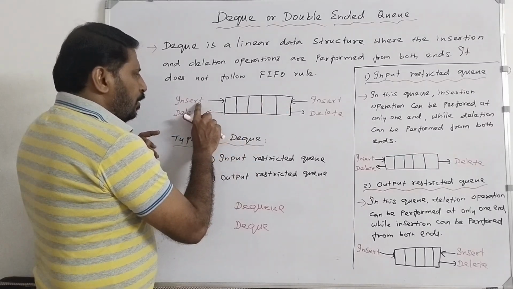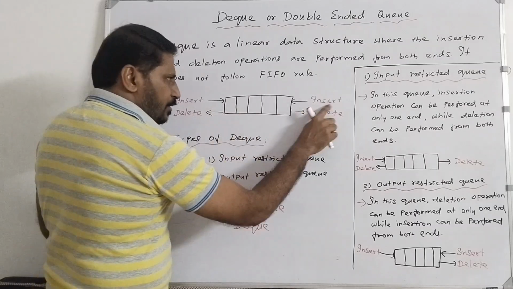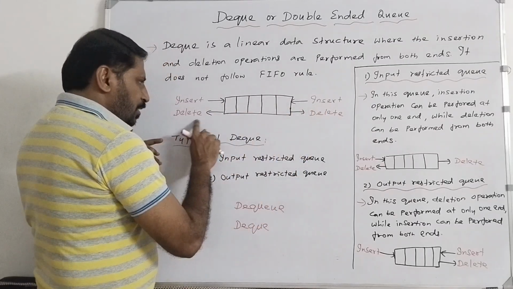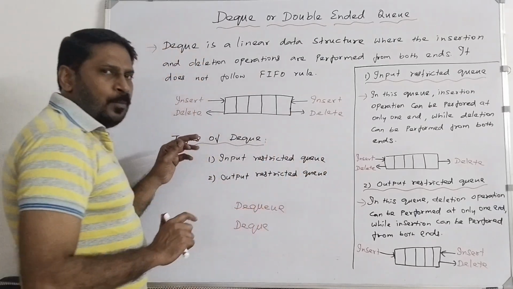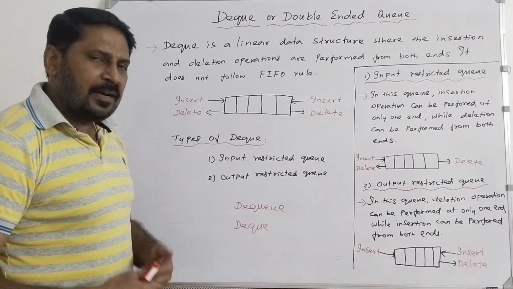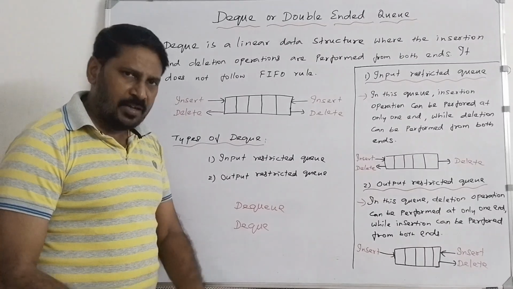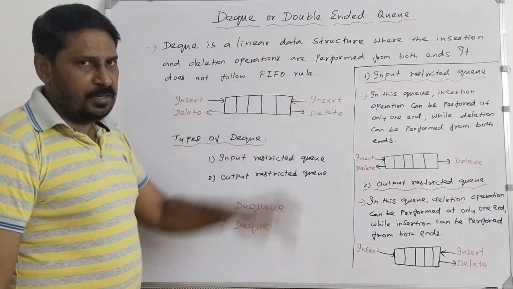In this diagram, insertion is able to be done on this side as well as this side, and deletion is able to be done on this side as well as this side. So on both sides we are able to do insertion, and at the same time we are able to do deletion also. That's why it is called a double-ended queue.